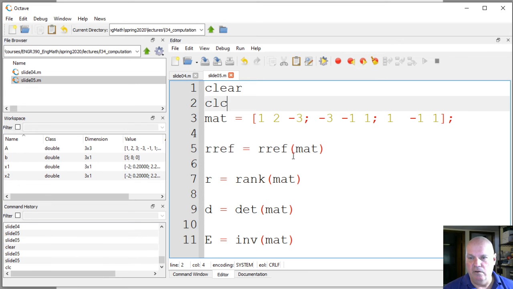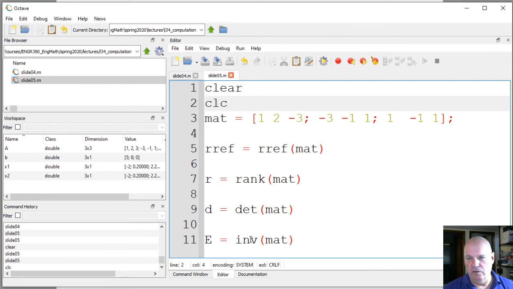There's a function to compute the reduced row echelon form of a matrix. Of course, we did that a lot throughout the linear algebra portion of the course. And then compute the rank, again, which would be a number here. The matrix is a 3 by 3, so the rank is going to be less than or equal to 3. If it's full rank, since it's a square matrix, it is invertible.